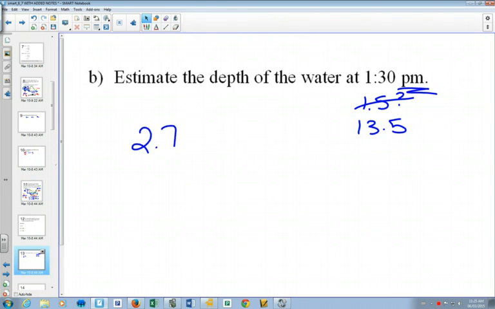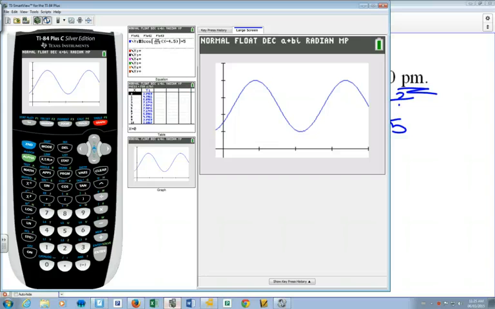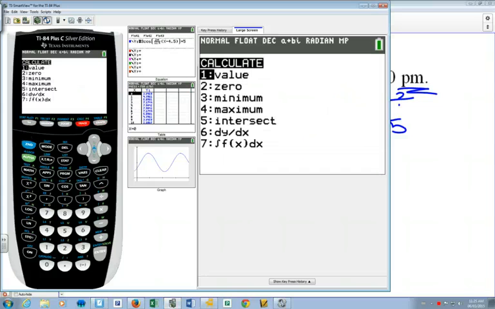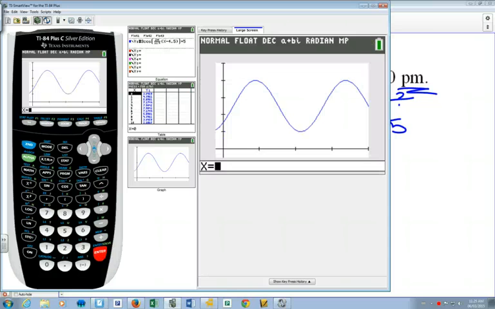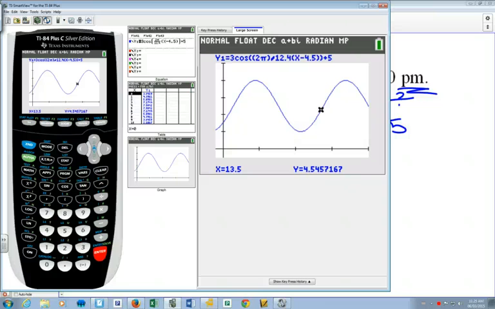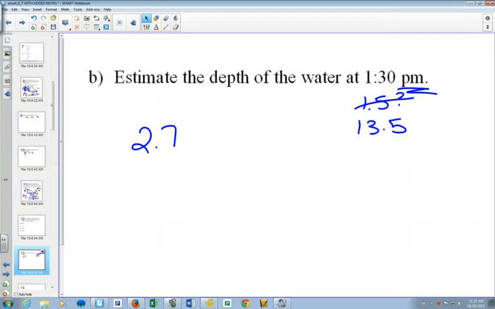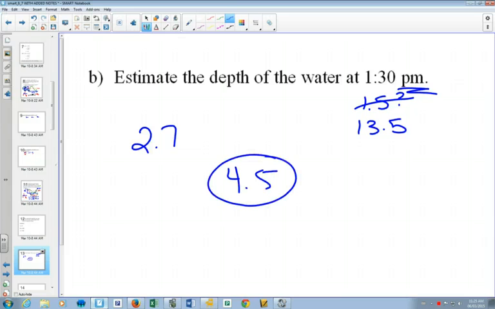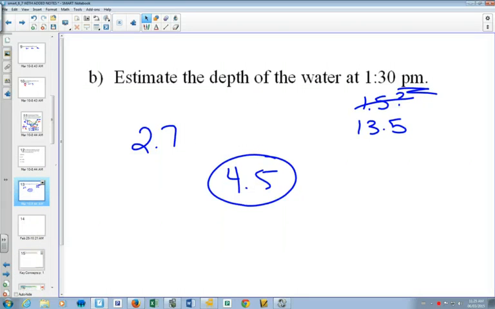Now that we've typed it into our calculator though, we can find it exactly. Second trace to get to our calculate menu. Value at 13.5. 4.5. Man, my numbers were way off. So the actual answer is 4.5. Perfect.